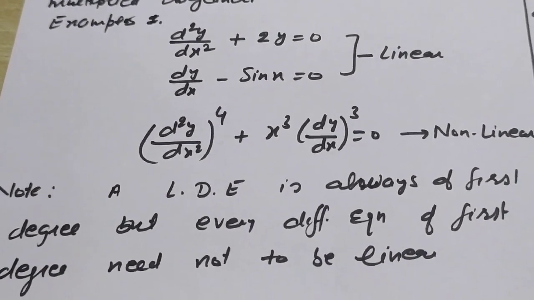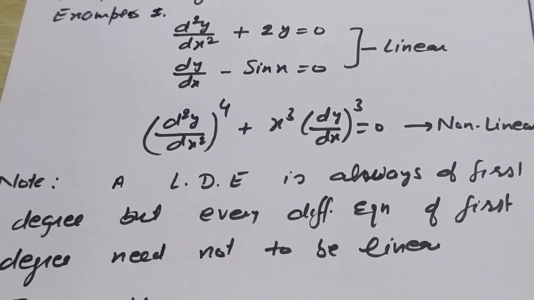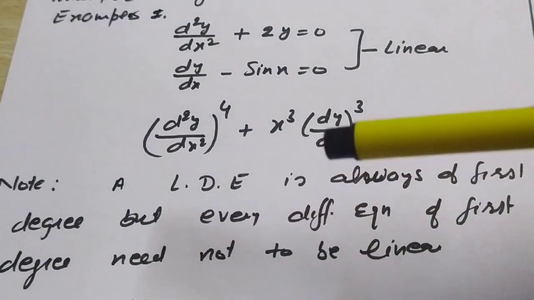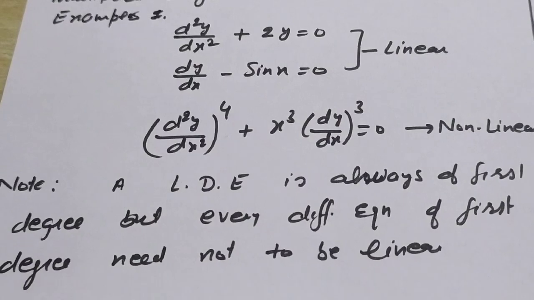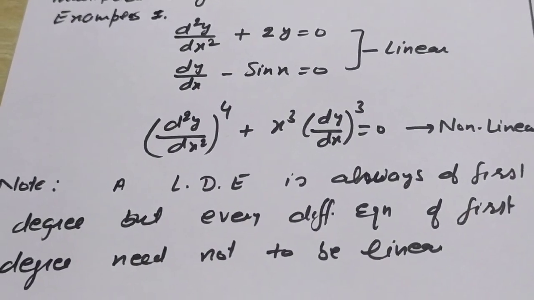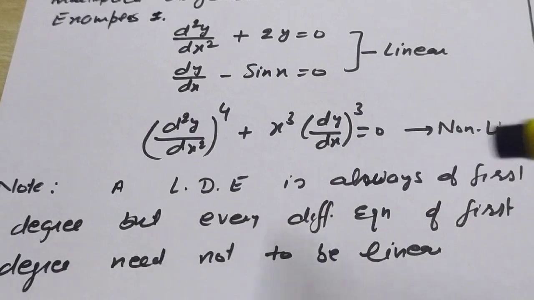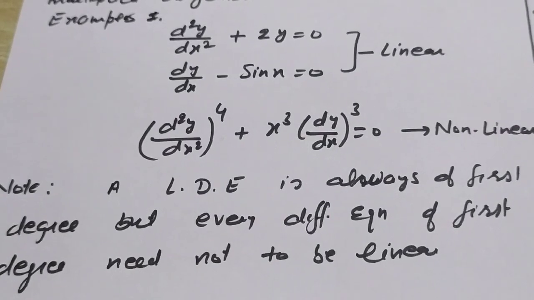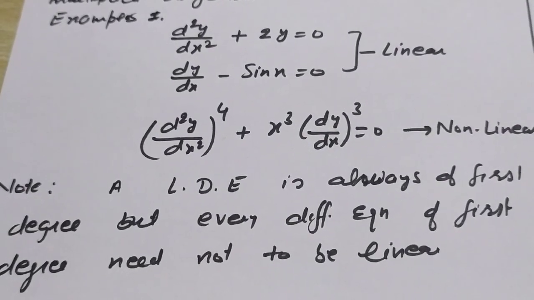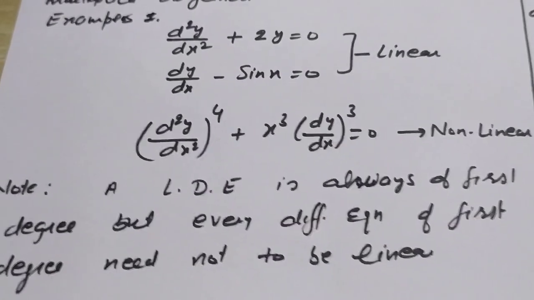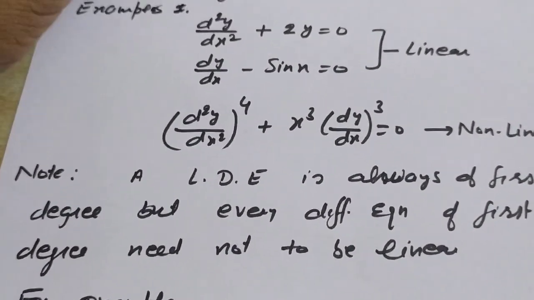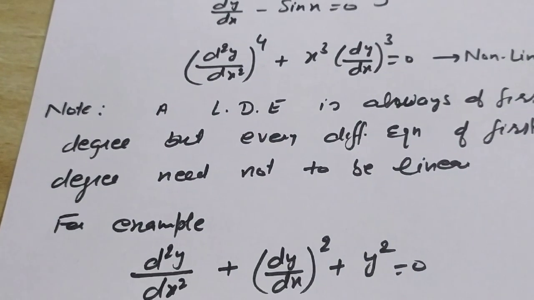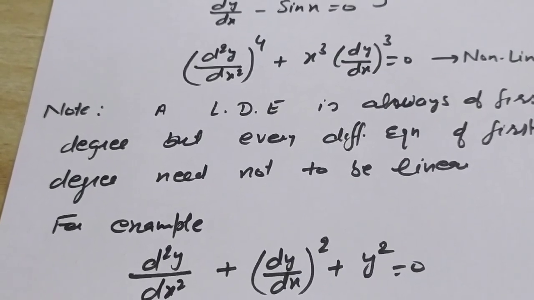So, look at this note, and it's very important. LDE means linear differential equation. A linear differential equation is always of first degree. But every differential equation of first degree need not be linear. So students, be very careful. If you look at a differential equation which is of degree 1, then you cannot say directly that it is a linear differential equation.